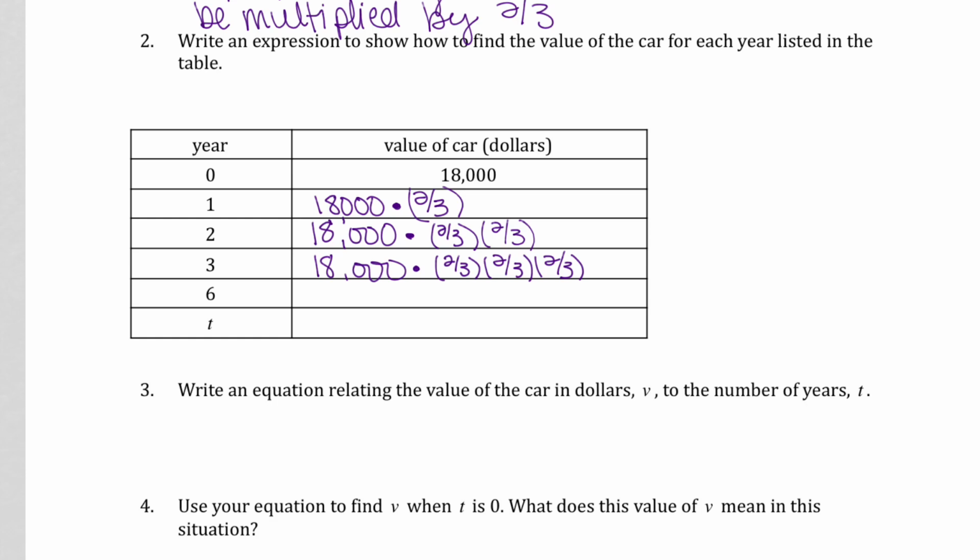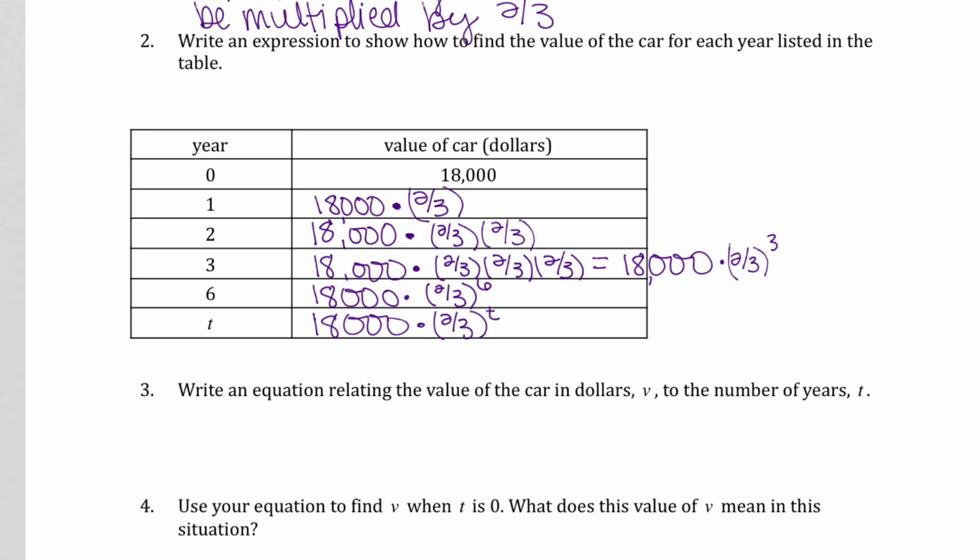Cubed. Or like to the power of... Or 18,000 times 2/3 cubed. We'll do the 6 for this one, but for year 3 it would be cubed. So 18,000 times 2/3 cubed. So what would it be for t years? The same thing, but instead of 6, it'd be the t. So we have 18,000 times 2/3 to the t power.